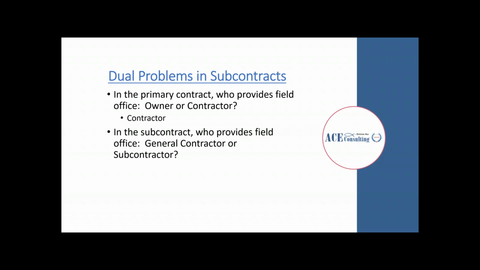And in a subcontract, who provides the field office? The general contractor or the subcontractor? That's more of a gray area question. It depends largely on the project and the size of the scope. Often the general contractor provides some sort of field office that would hold safety materials, first aid kits, things of that nature. They can give the subcontractor access to that area, but they are not necessarily required to provide the subcontractor their own field administrative area. That would fall onto the subcontractor.